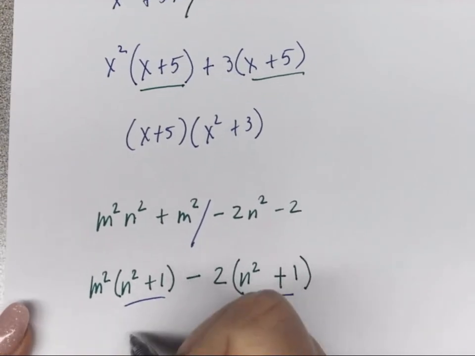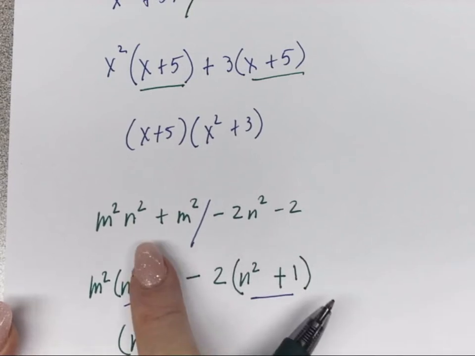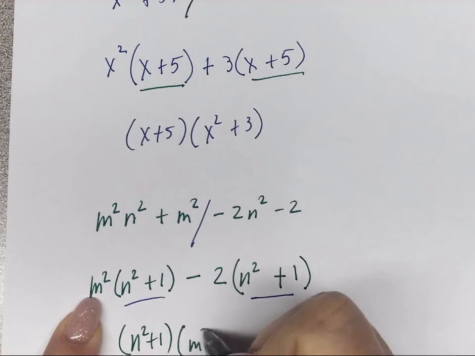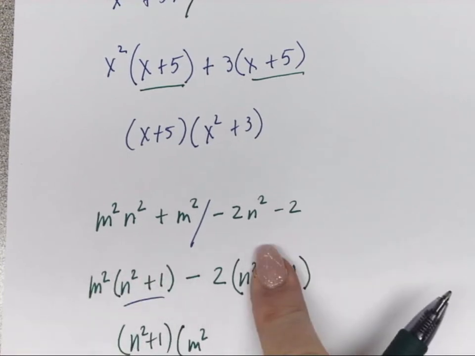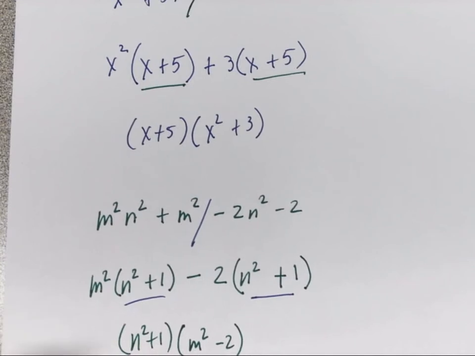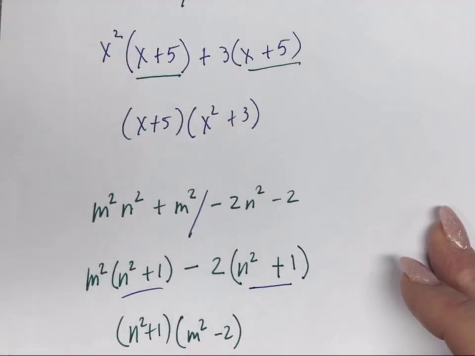So that becomes our GCF, our n squared plus 1. So when I factor that out, I have m squared. And over here, when I factor it out, I have the minus 2. All right, let's look at another problem.